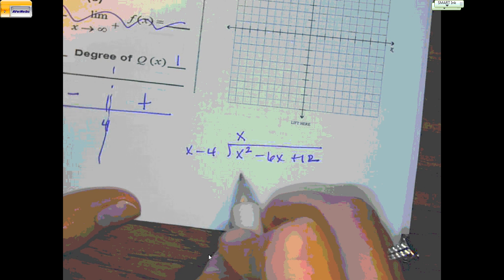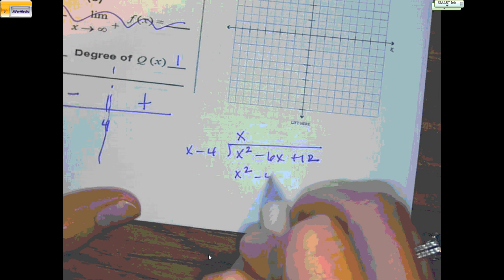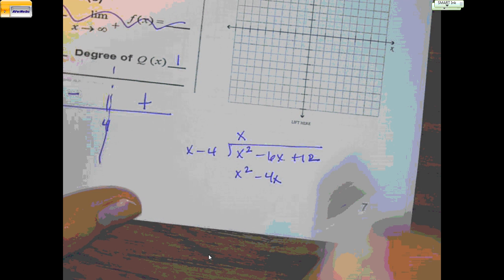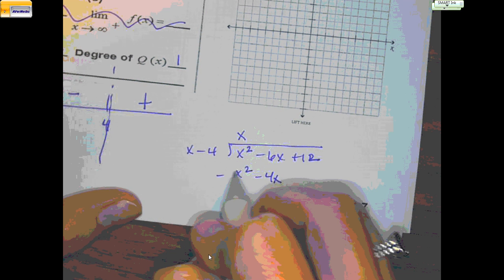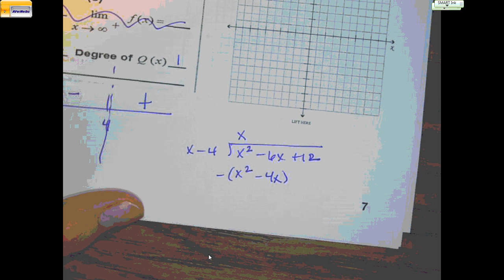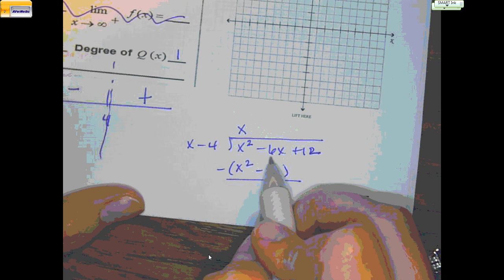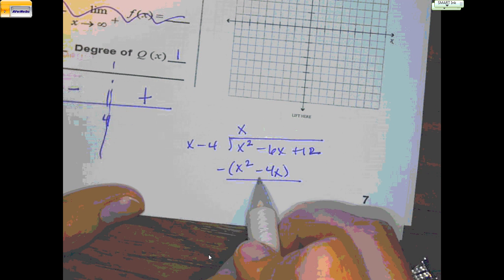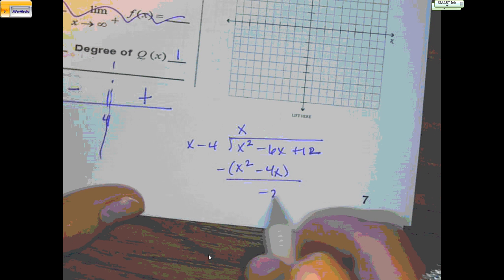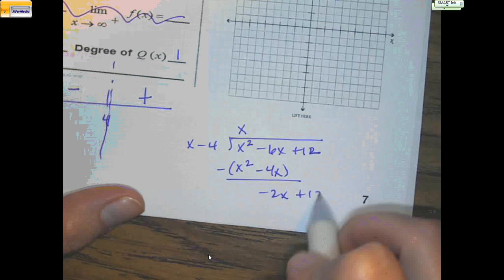x times what is x squared? x. Multiply it back through. x times x is x squared. x times negative 4 is negative 4x. What's my next step? We're subtracting everything, which is why I put it in parentheses. x squared minus x squared is nothing. Negative 6x minus negative 4x is negative 2x. Bring down the plus 12.